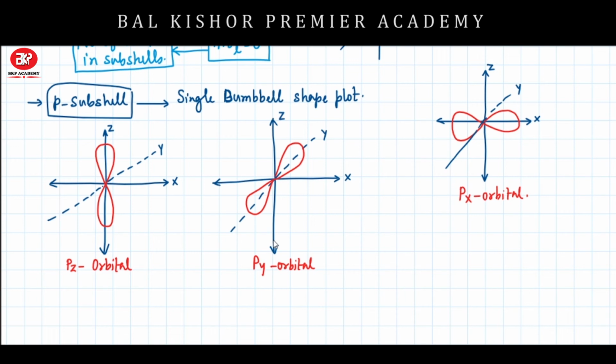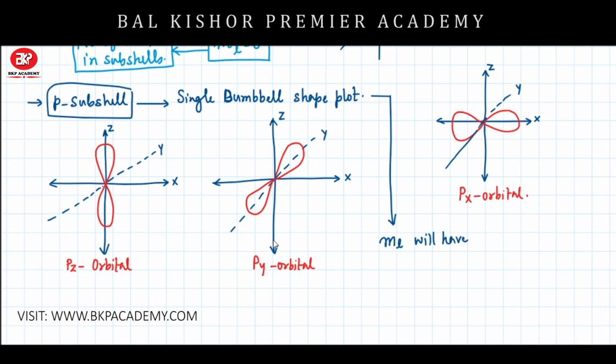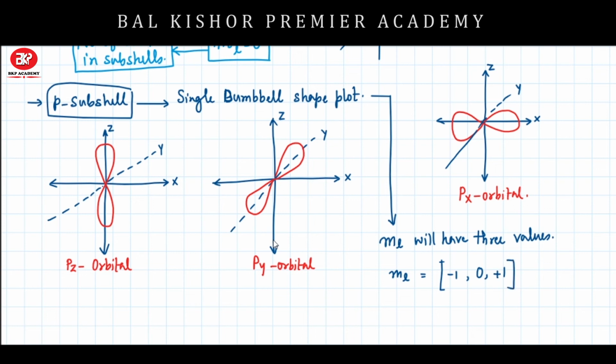That's why the p subshell will have three values of ml, because we have three orientations. So what will be the values of ml? The values of ml will be 0, plus 1 and minus 1. These are the possible values of ml for the p subshell.